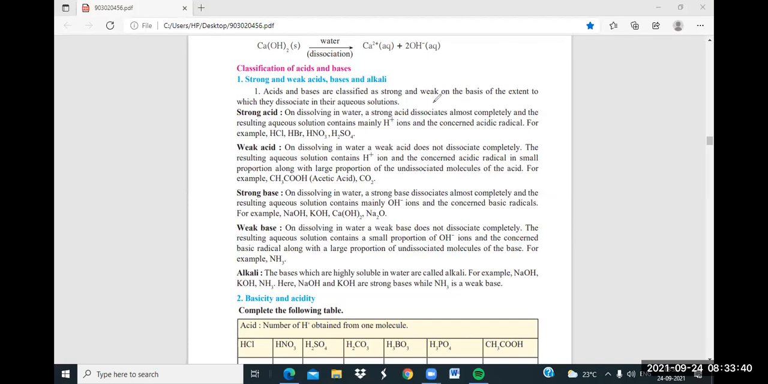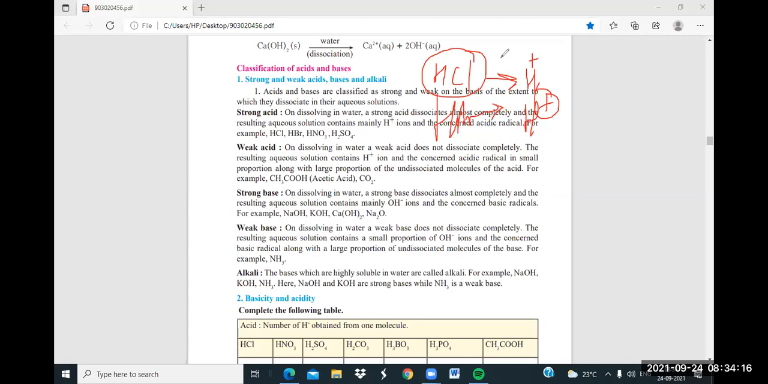When a substance dissolves in water and dissociates completely, suppose we have taken HCl, this solution will be completely dissociated in the water and gives us a large proportion of H plus ions. Its main constituent is H plus ions, so that's called a strong acid. We can take HBr, hydrogen bromide, there also we get H plus. Our main constituent should be H plus, that's called a strong acid.